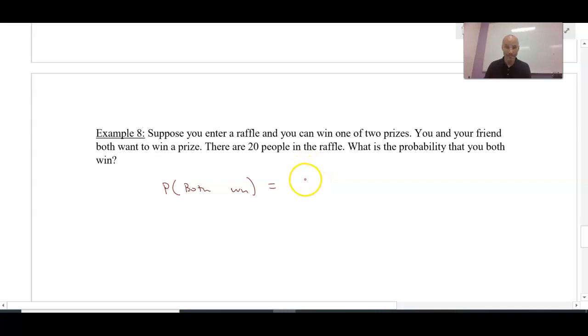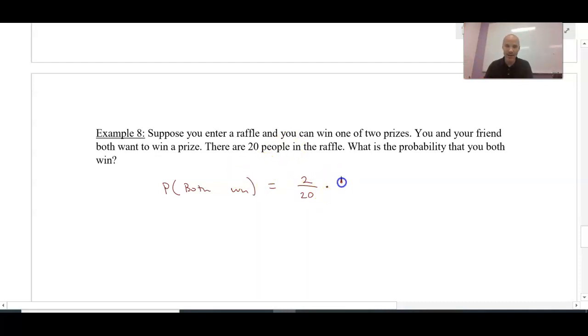So what percentage of the time will you win? Well, we can think about it this way. The first prize could be given to either of you or your friend. Now that's out of 20 people. But now, assuming one of you got the first prize, the probability that the next person gets the prize is not the same, because there's one of you left, right?